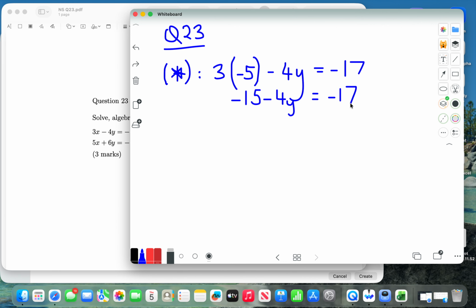So minus 15 minus 2 gives you minus 17. So this 4y has to be 2. And the y is a half.